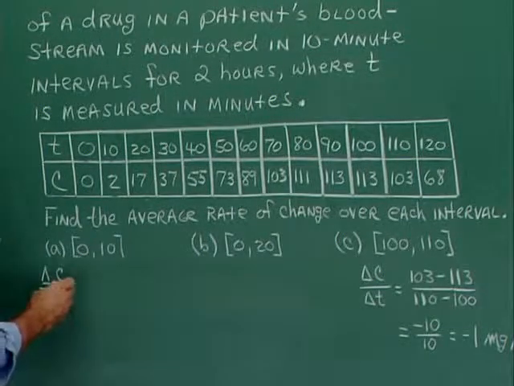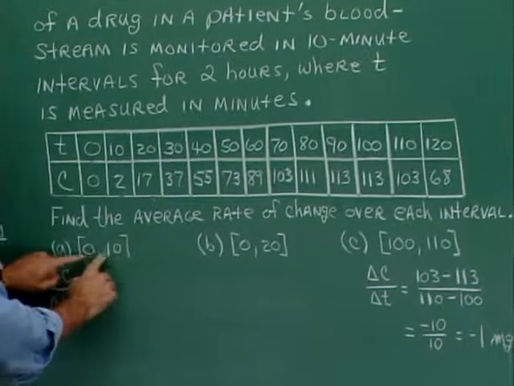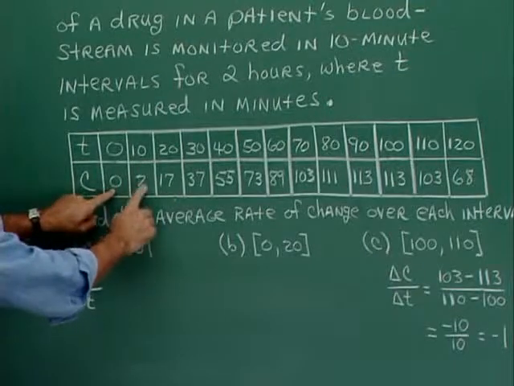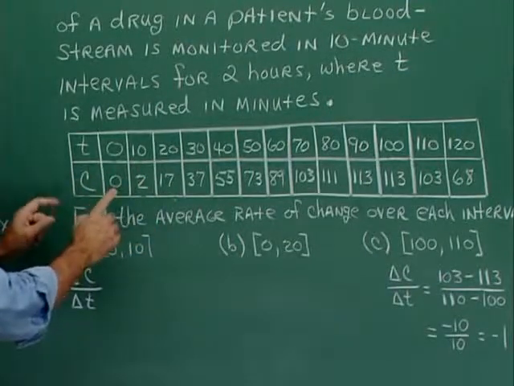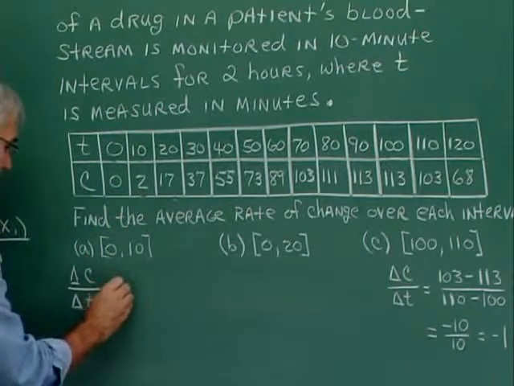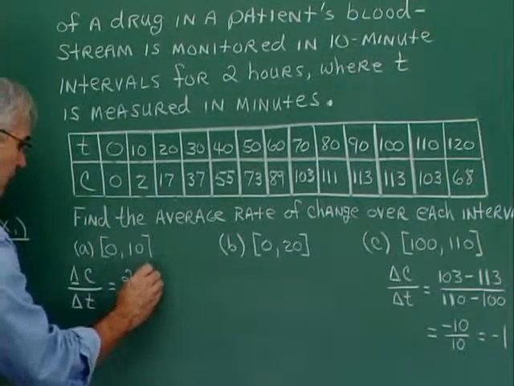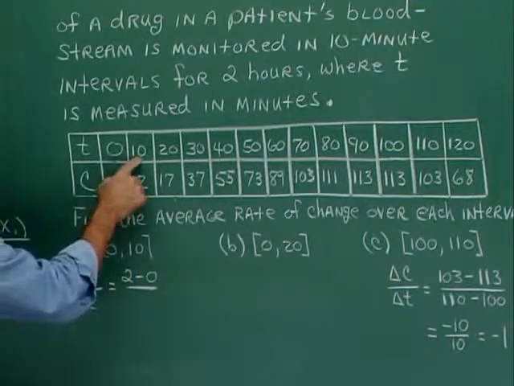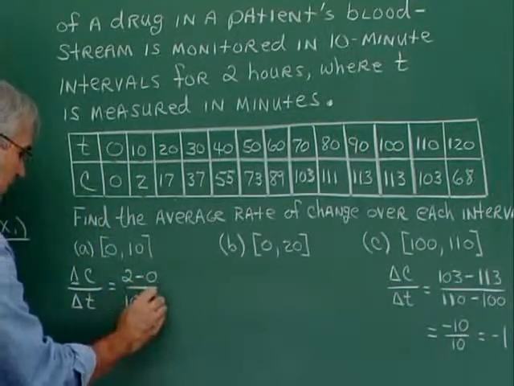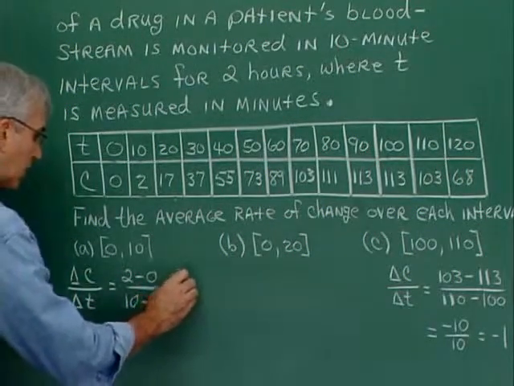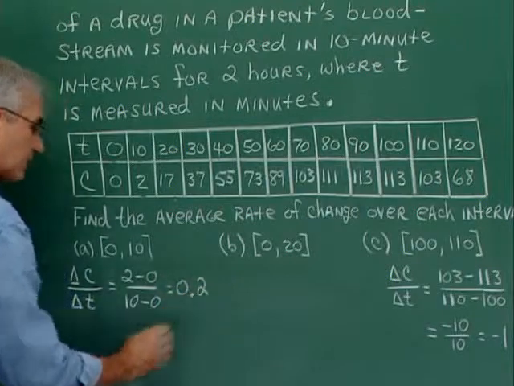And let's make our calculation. Now in this interval from a time of 0 to 10, the change in concentration is from 0 to 2. Now when we take that difference, we use values that are at the end of the interval. So we're using 2 minus 0 for the change in the concentration, and 10 minus 0 for the change in time. So this is 2/10.